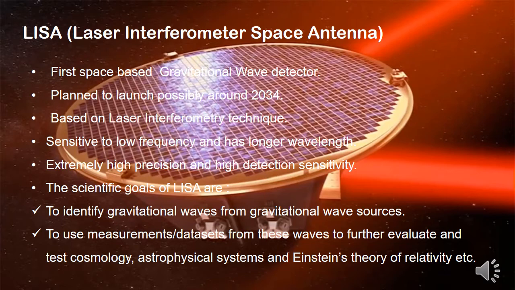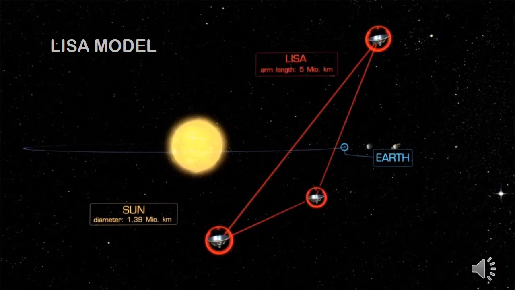The scientific goal of LISA is to identify gravitational waves from gravitational wave sources and to use these measurements to further evaluate various astrophysical systems, cosmological theories, models, etc. The LISA arrangement consists of three spacecraft arranged in an equilateral triangle with three arms at a distance of 5 million kilometers. The distance between the satellites is precisely monitored to detect a passing gravitational wave.